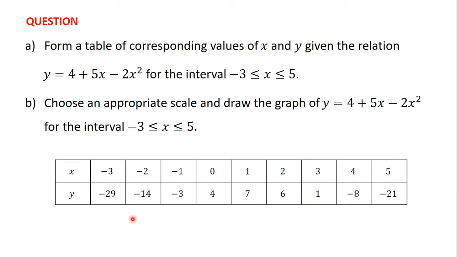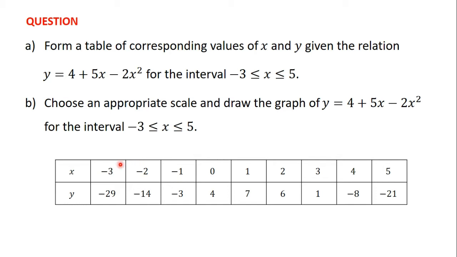In this video, we are going to use the set of x and y values in this table to draw the graph of the relation y is equal to 4 plus 5x minus 2x squared on a graph sheet by choosing an appropriate scale. So we are going to choose our own scale for the graph. The question said we should choose an appropriate scale. It means that we should choose a scale such that our graph will cover a large portion of the graph sheet. So we should make our graph as big as possible.